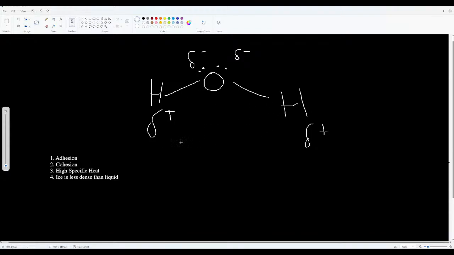So the cool thing about this is that we have all of these special properties, right? So adhesion is when water sticks to a different surface. Okay, let me look up a good example of this.